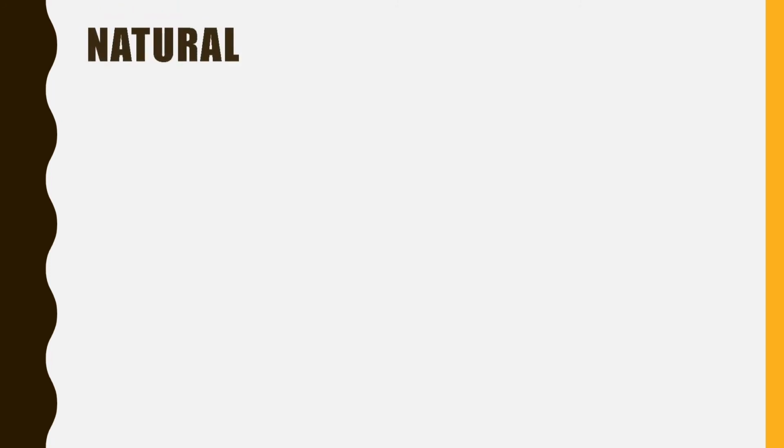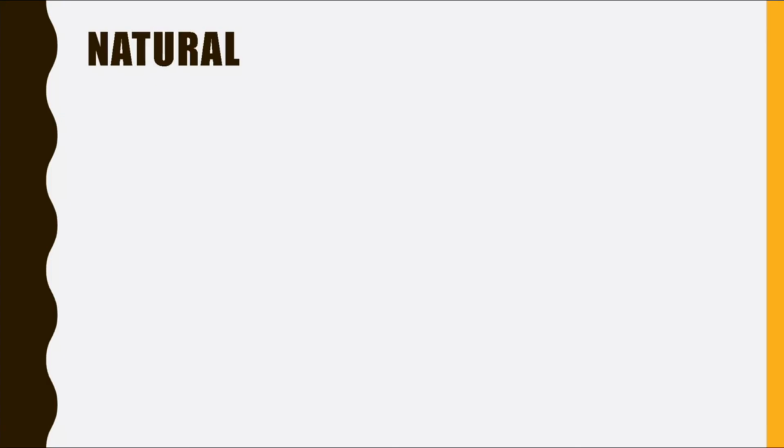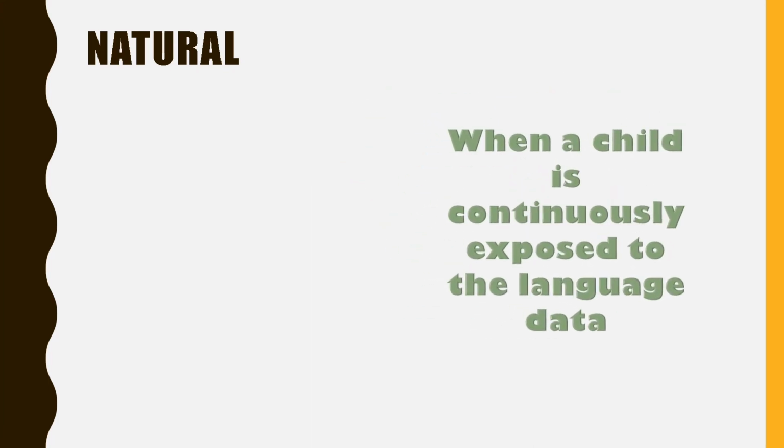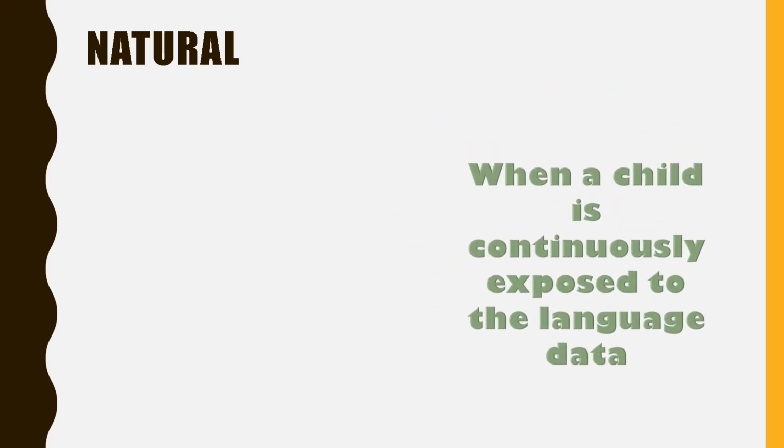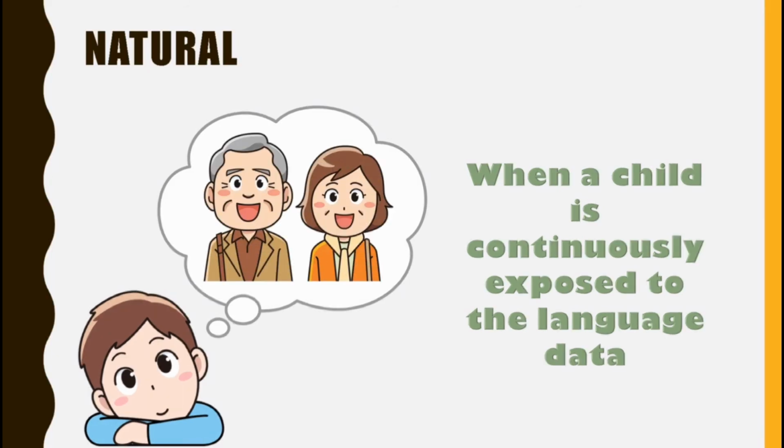There are three conditions of acquisition. Number one is natural. It is when a child is continuously exposed to the language data, like when a child always hears adult speakers talk to each other. As time goes by, he is able to acquire the language naturally.